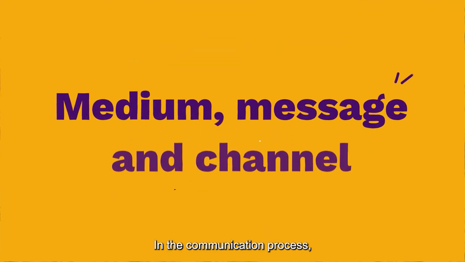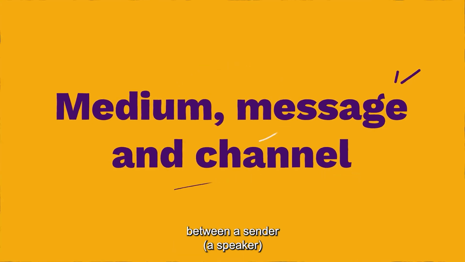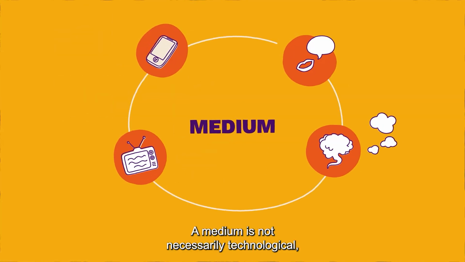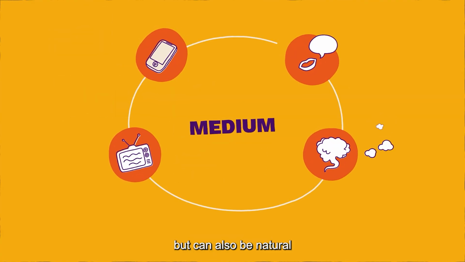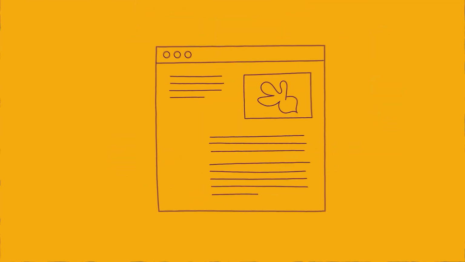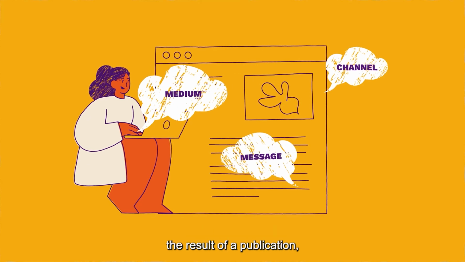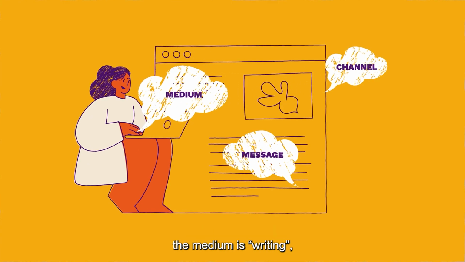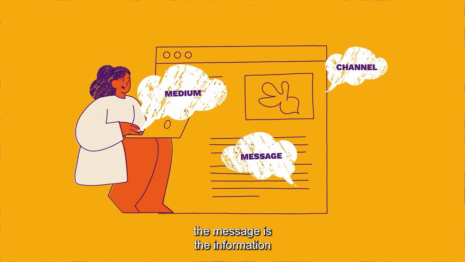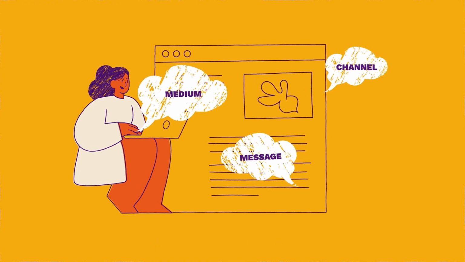In the communication process, a medium is how information is transferred between a sender, a speaker, and a receiver, their audience. A medium is not necessarily technological, but can also be natural, like voice or fire for smoke signals. For example, when a scientist writes a web article to disseminate the result of a publication, the medium is writing. The message is the information related to the publication, and the channel is the website.